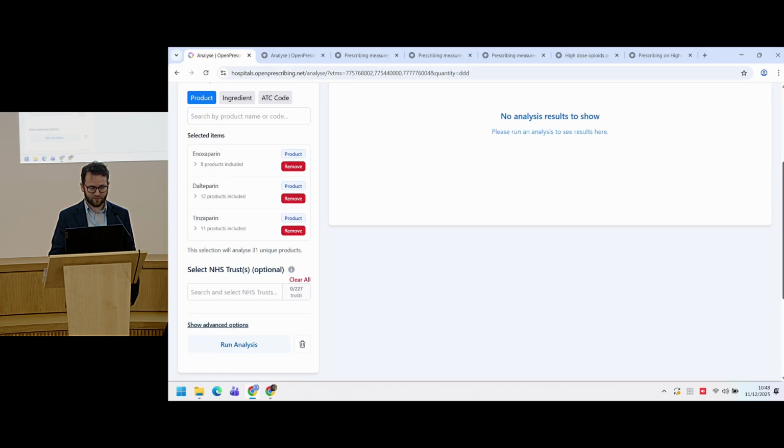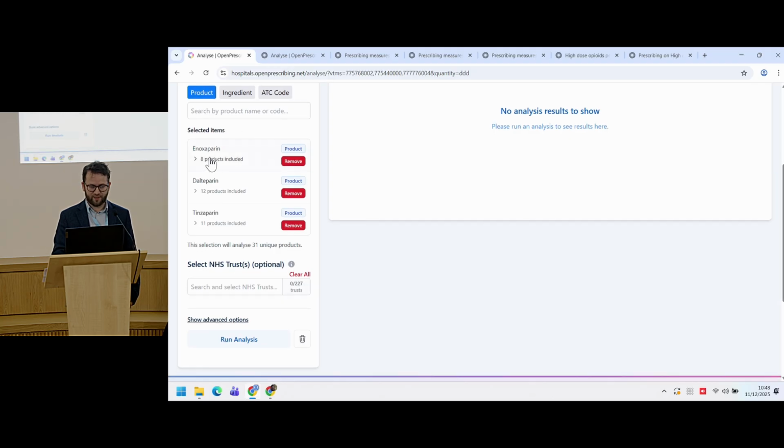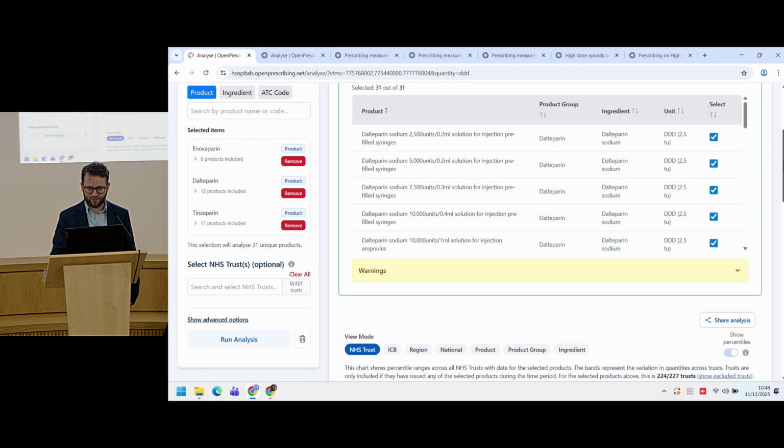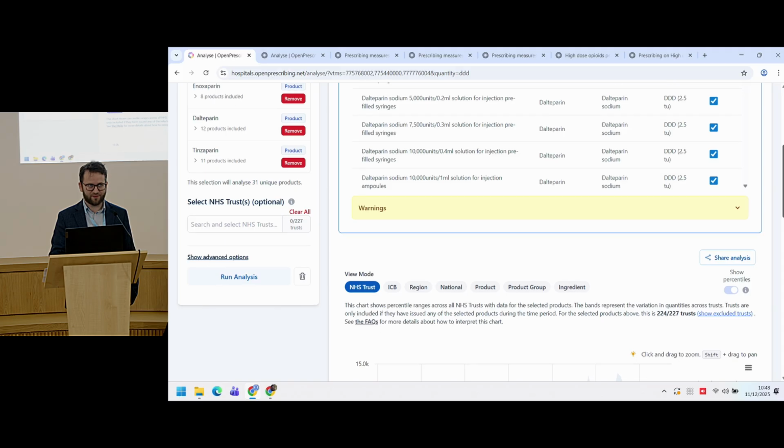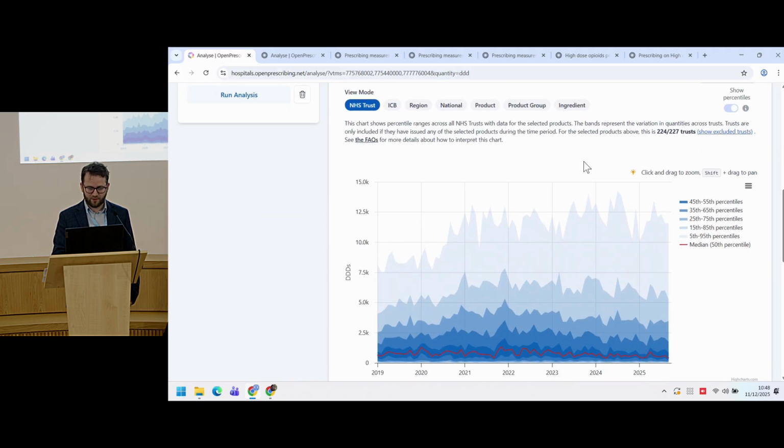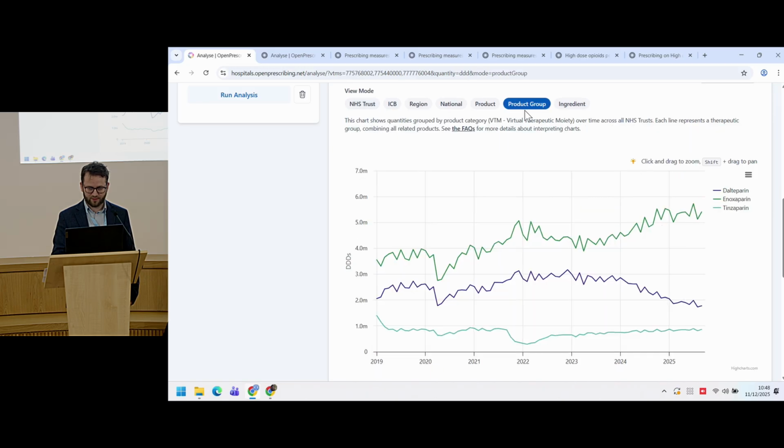So we can select all 3 products as part of our analysis. So this selects everything, also all the different enoxaparin products, all the different dalteparin products, all the different tinzaparin products. We're not interested in an individual trust here, we're just interested in everything. So if we click Run Analysis, it does take a couple of seconds to run on this because it's calculating quite a lot, different views and different presentations. And then we scroll down here. So today we're interested just specifically in the product groups because that's what we want to see, but there's lots of other options to see.